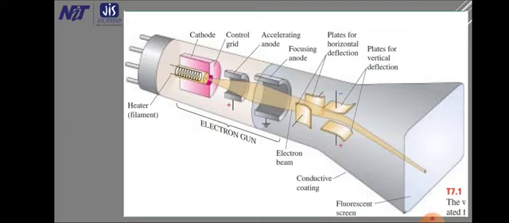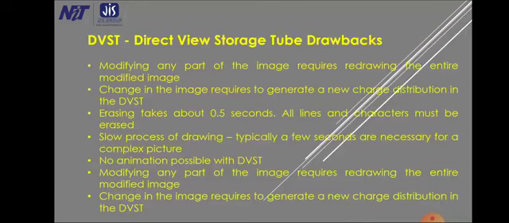This is in detail the diagram. Here all the parts which are involved in the display are shown: heater, cathode ray, control grid, accelerating anode, focusing anode, plates for horizontal deflection, and the vertical deflection of the electron. Each and every part is shown.